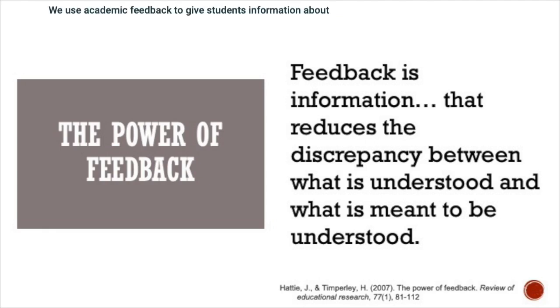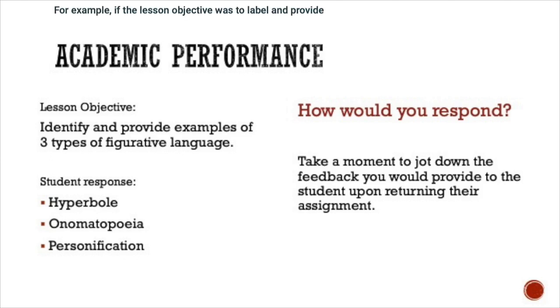We use academic feedback to give students information about how close they are to meeting the standard or objective of an assignment. For example, if the lesson objective was to label and provide 3 examples of figurative language, and a student listed hyperbole, onomatopoeia, and personification, but didn't provide an example of each, how would we provide information about their performance? Pause the video and take a moment to jot down the feedback you would provide to the student upon returning their assignment.